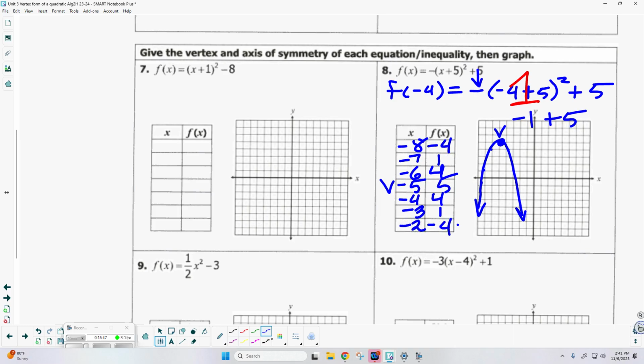Now, we already found the vertex, but it wants the AOS. So there's a couple of ways I could do this. I could go ahead and draw a line straight down the middle of this and see where it's touching the x-axis, but there's a faster way. Remember, it's the x value of your vertex. We always want to say x equals because it's a line.